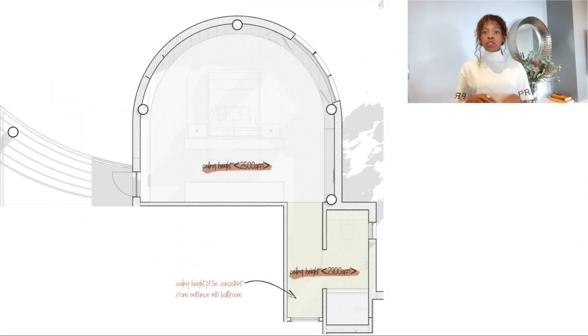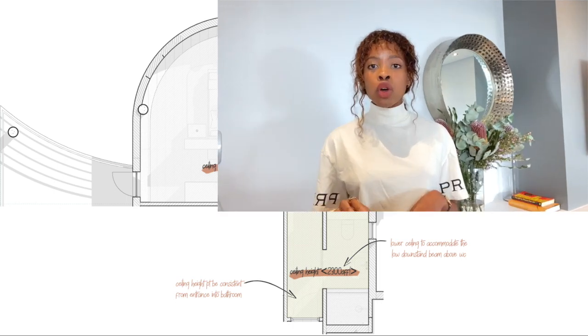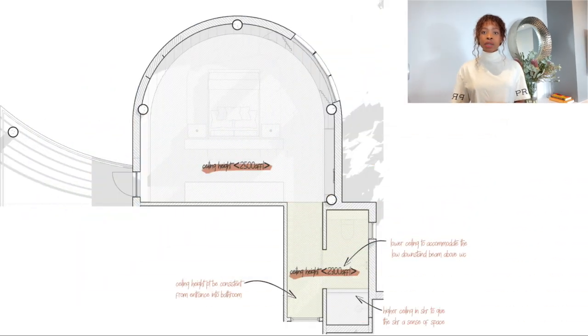You'll see the green hatch is basically just the lower portion of the ceiling, and that is mainly in the entrance and my bathroom. That low portion of the ceiling had to be low because that downstand beam above my toilet was much lower than the downstand beams in my bathroom. I kept the ceiling height in my shower cubicle higher. I just liked having the sense of space while I'm showering.